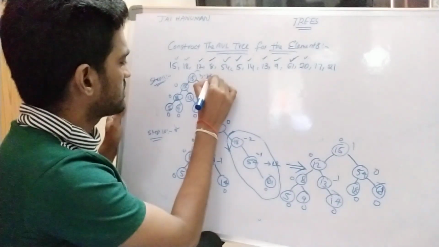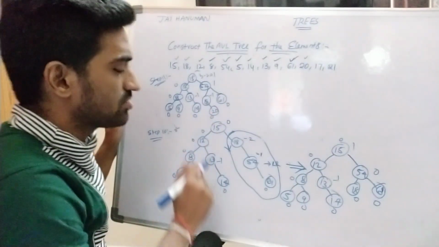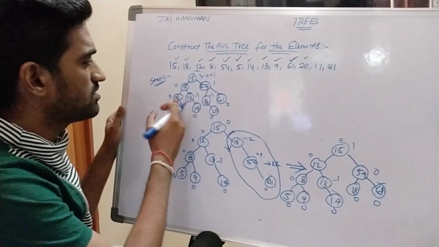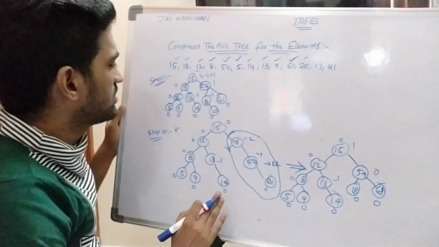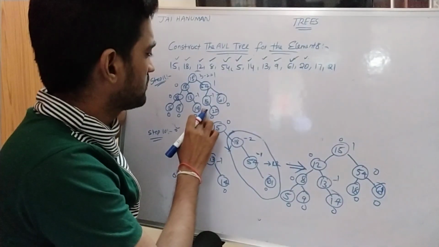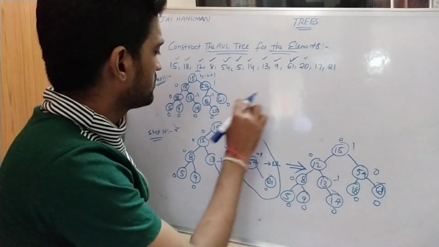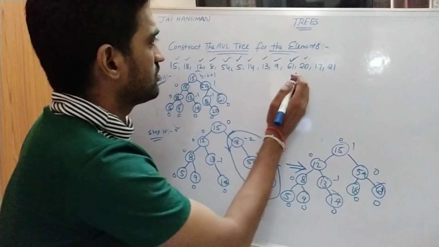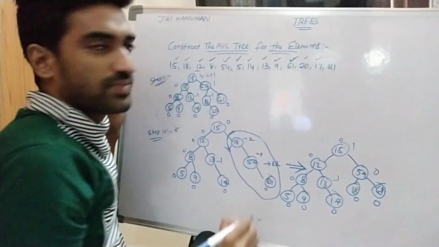3 minus 2, which is equivalent to 1. So here the balancing factor is not violated. This is also an AVL tree, right? So after inserting 20, we are inserting one more node, that is 17.